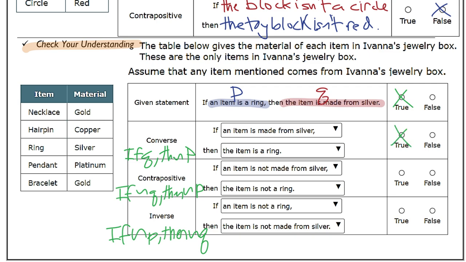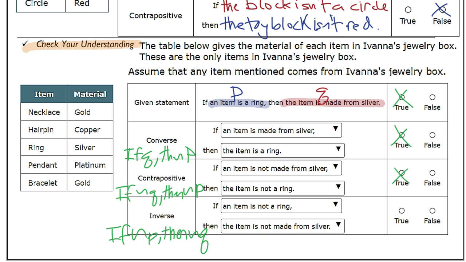Now, the contrapositive: if an item is not made from silver, it means we cancel this out and we have gold, copper, or platinum, or gold. So we have those four. Then, if it's not silver, it has to be one of those. Then the item must not be a ring. So this one goes to necklace, to hairpin, to pendant, and to bracelet. So those are not rings, in fact. So this one also has to be true.